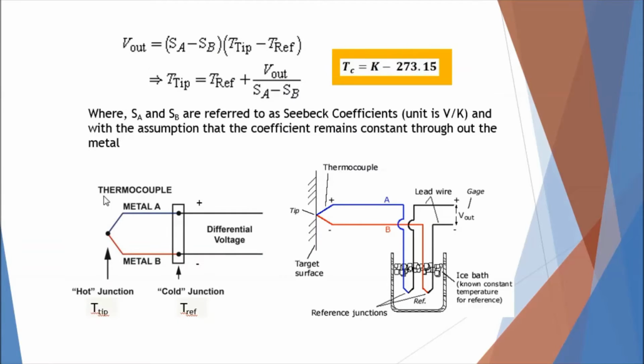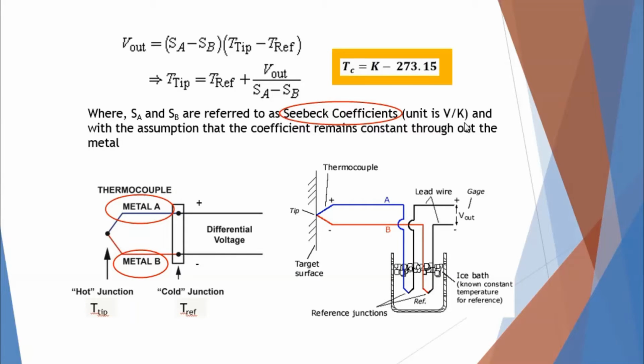Okay. So you have the two metals, A and B, and both of them have a property known as the Seebeck coefficient. The unit is volt per Kelvin. Okay. So Kelvin is another unit of temperature. And normally the question will give you the temperature in degrees Celsius. So you need to know how to convert into Kelvin.